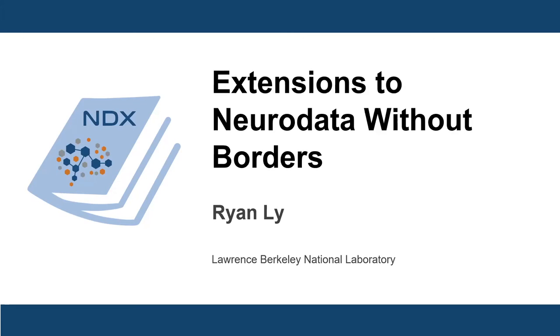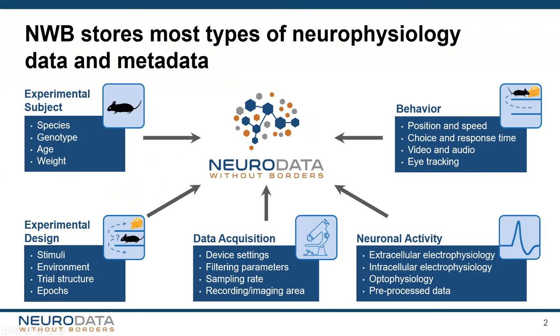So without further ado, I'll talk to you about extensions to Neurodata Without Borders. All right, so as you hopefully learned in the last couple of days, NWB covers most types of neurophysiology data and metadata, including the metadata about the subjects, the experimental design, data acquisition, and also the measured data, such as electrical signals reported from the brain or imaging of the brain, pre-processed data related to those, or behavioral measurements of the subjects.